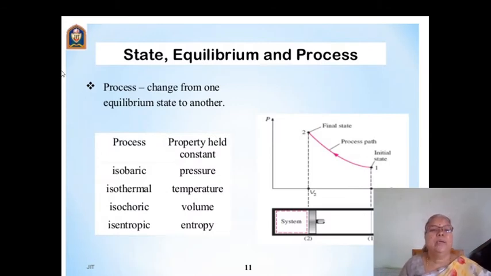Then here, a process and property: which property is held constant. For an isobaric process, pressure is constant. For an isothermal process, temperature is constant. For an isochoric process, volume is constant. And for an isentropic process, entropy is kept constant.